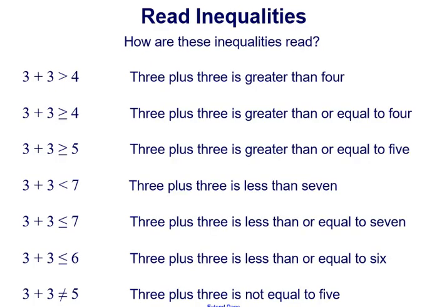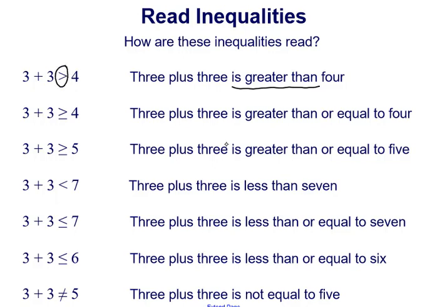So the first would be 3 plus 3 is greater than 4. The difference is we have our symbol kind of in the middle of our two comparing expressions. So we always have 3 plus 3 on the left, but we're going to have different symbols. So the first one again is 3 plus 3 is greater than 4.